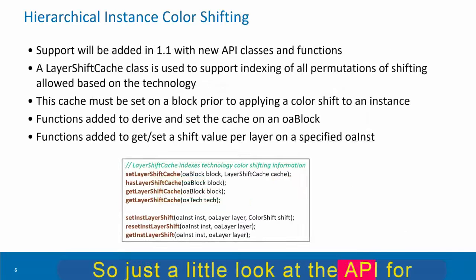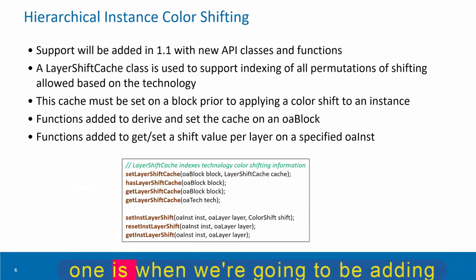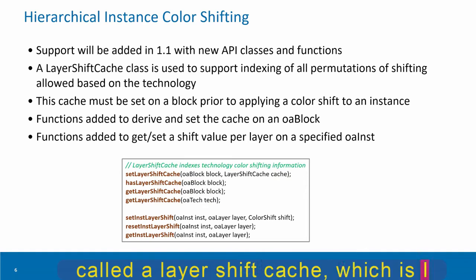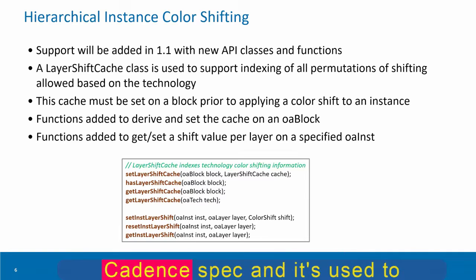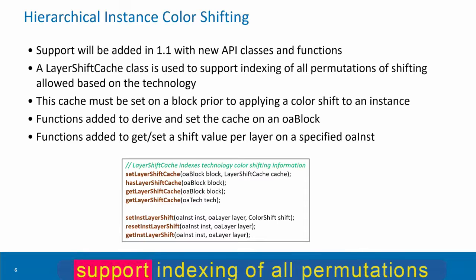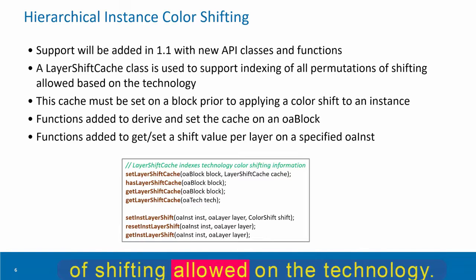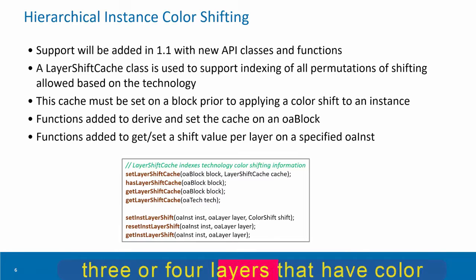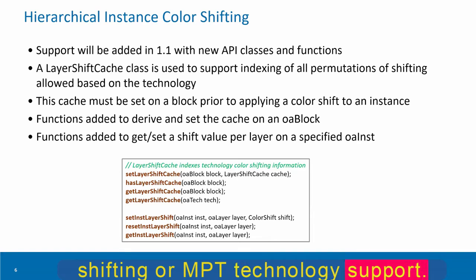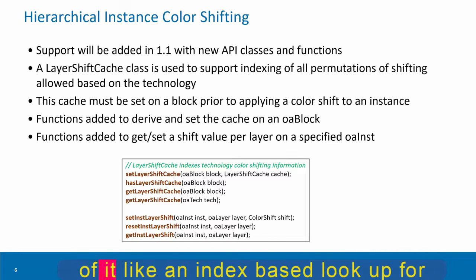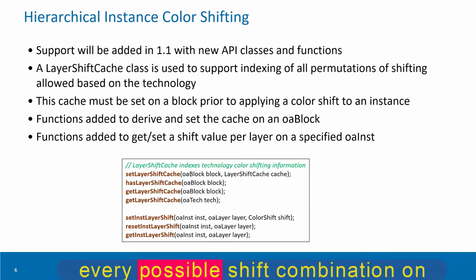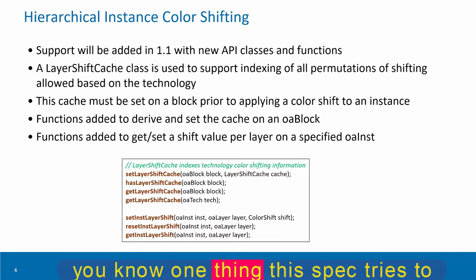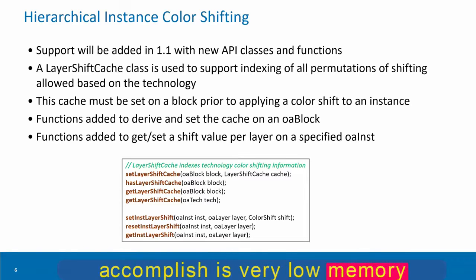And so just a little look at the API for this. 1.1 is when we're going to be adding this new support. We have what's called a layer shift cache, which I think is word for word what is in the Cadence spec. It's used to support indexing of all permutations of shifting allowed on the technology. So in a given technology, you'll have a number of layers. Let's say you have 3 or 4 layers that have color shifting or MPT technology support. This layer shift cache, you can think of it like an index-based lookup for every possible shift combination on every layer. It's just a way of storing, and one thing the spec tries to accomplish is a very low memory footprint, right?